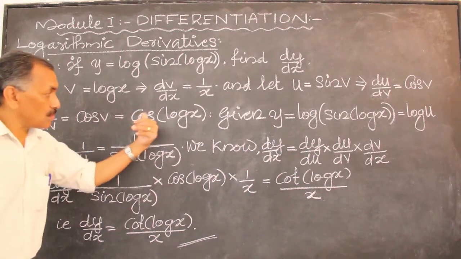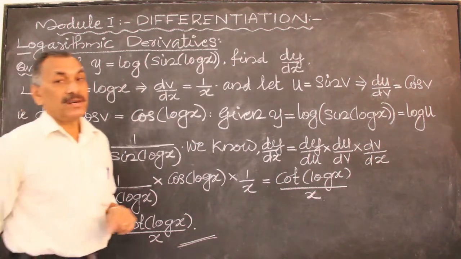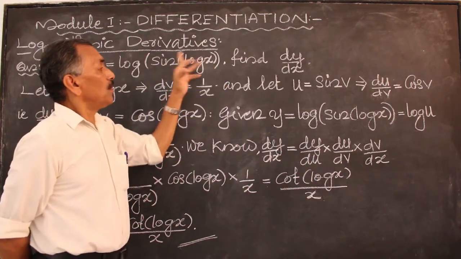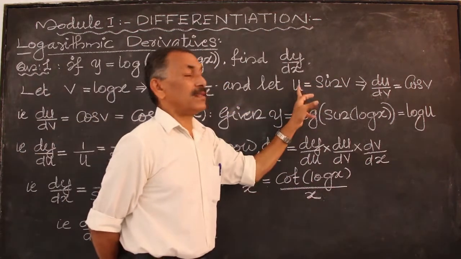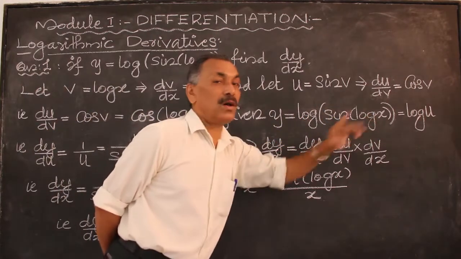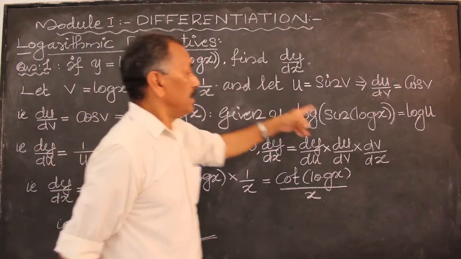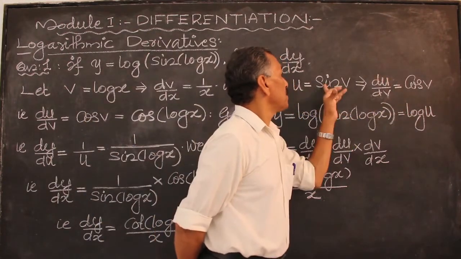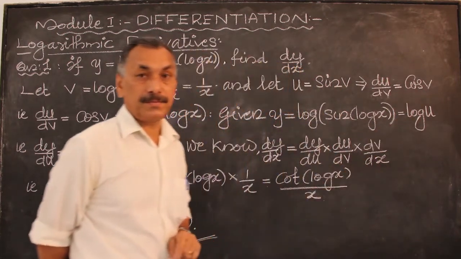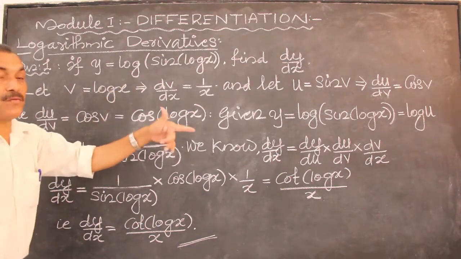Cos v means the cos of log x. Then what is given? Given y is equal to log of sine of log x. This sine log x is equal to u. That is, y is equal to log u, which means y is a function of u.